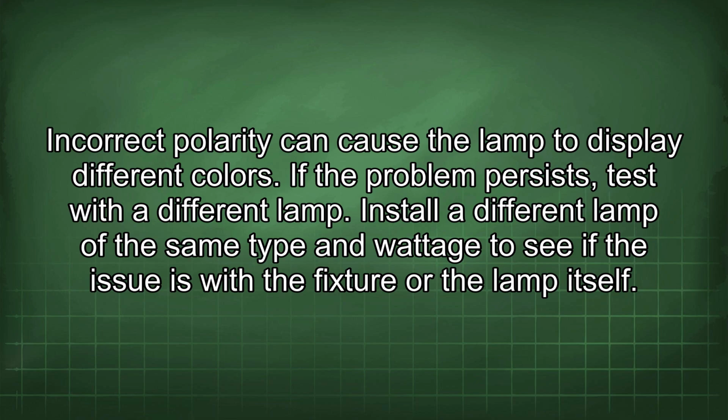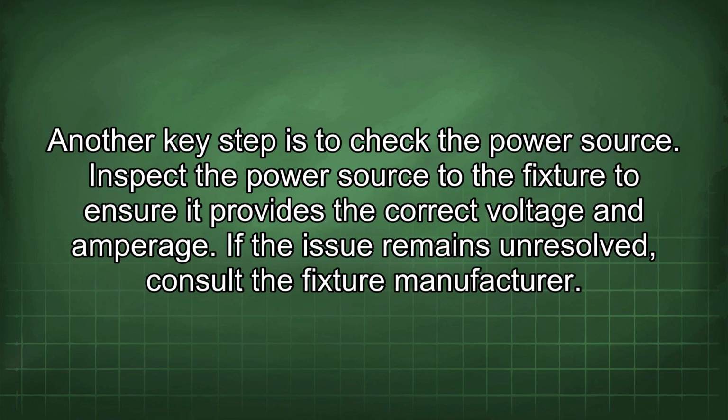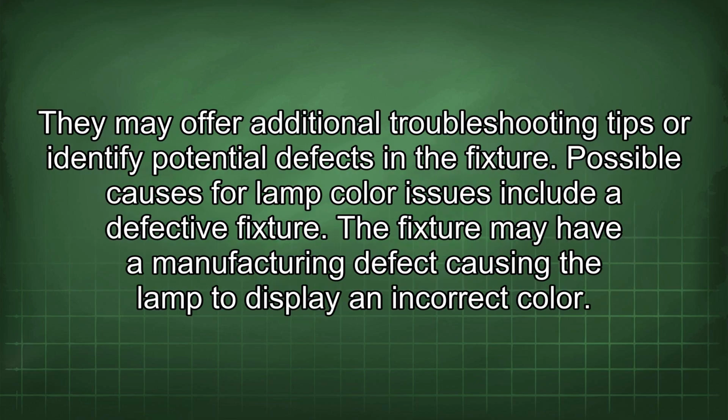If the problem persists, test with a different lamp. Install a different lamp of the same type and wattage to see if the issue is with the fixture or the lamp itself. Another key step is to check the power source. Inspect the power source to the fixture to ensure it provides the correct voltage and amperage. If the issue remains unresolved, consult the fixture manufacturer. They may offer additional troubleshooting tips or identify potential defects in the fixture.